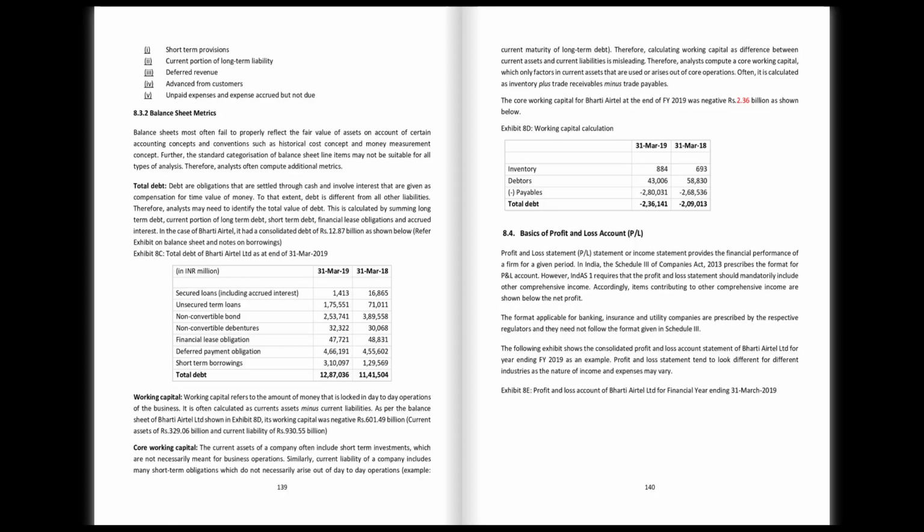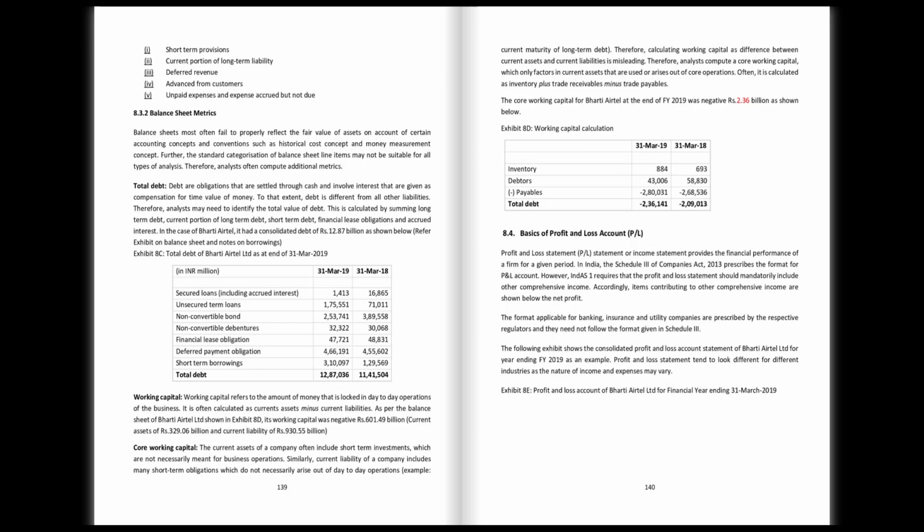It is often calculated as current assets minus current liabilities. As per the balance sheet of Bharti Airtel Limited shown in Exhibit 8D, its working capital was negative 601.49 billion rupees, with current assets of 329.06 billion rupees and current liabilities of 930.55 billion rupees.